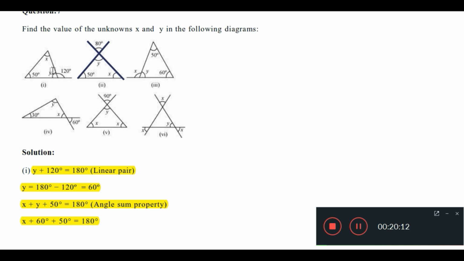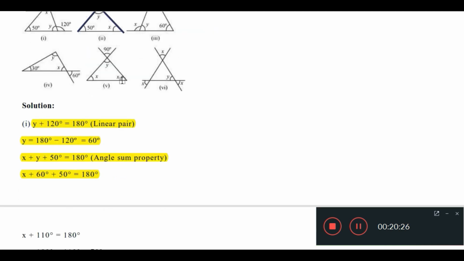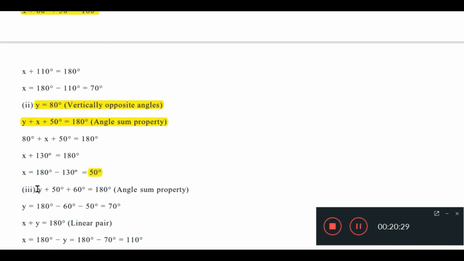Here also you can do the same like this. First you can calculate the value of y with the angle sum property of a triangle, or you can calculate the value of x with the exterior angle property of a triangle, and then you can solve by a linear pair. Okay. See third, y plus 50 plus 60 equals to 180 degree, which is the angle sum property of a triangle. So y equals to 180 minus 60 minus 50, which is equals to 70 degree. So x plus y equals to 180 degree. With the linear pair you can solve like this.